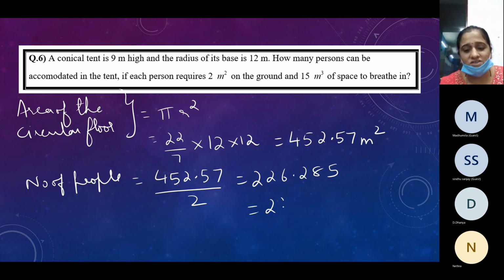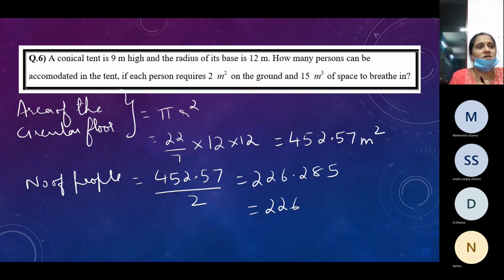That means 226 people can be accommodated considering the floor area. You can accommodate 226 people. Correct, children? Because you cannot round this to 229. You can either accommodate 226 people or 227 people. But since it is 0.285, the 227th person cannot come in because he does not have space. He does not have 2 meters square completely.